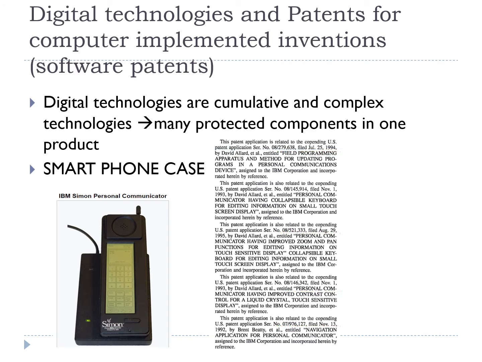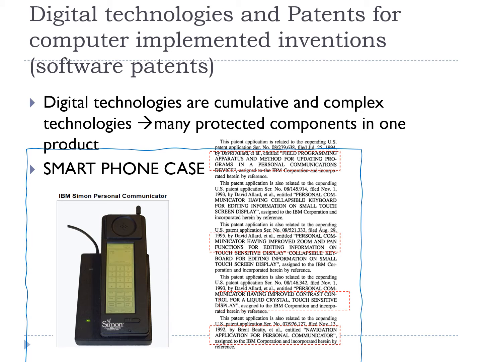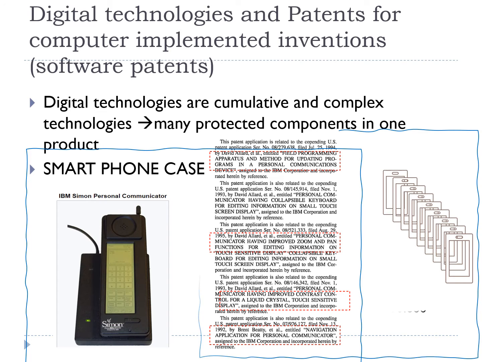However, what we can see even there, looking at subsequent patenting, is that there are a lot of different things that are covered in different patents, a lot of different aspects. From field programming, how to update, how to zoom, how things are contrasted, etc. So basically, a smartphone combines very many communication and computing technologies. And today, this is even more so the case.